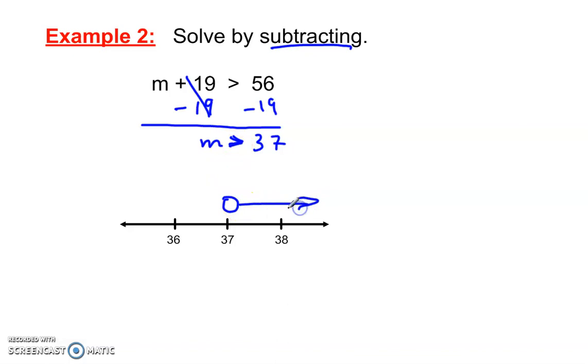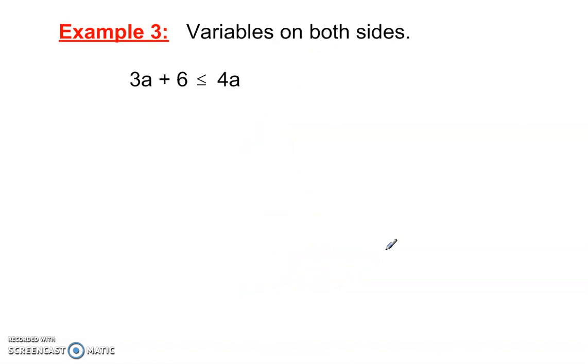So go over here, and then I can check. Plug in something in this area right here where the arrow is pointing. Say 38. Is 38 greater than 37? 38 is greater than 37, so check.